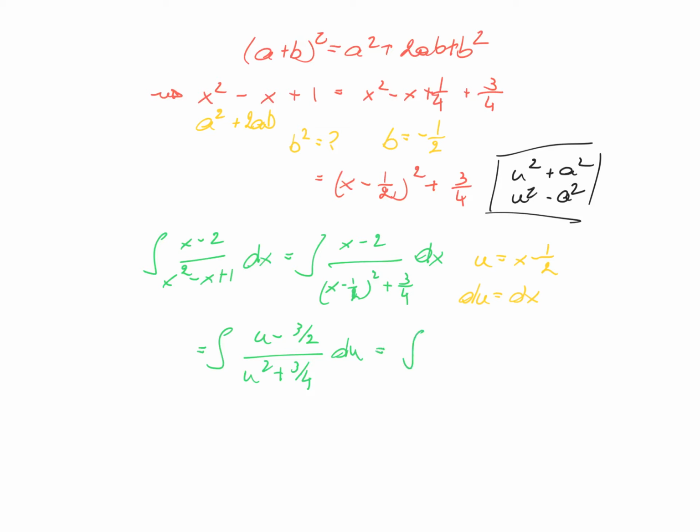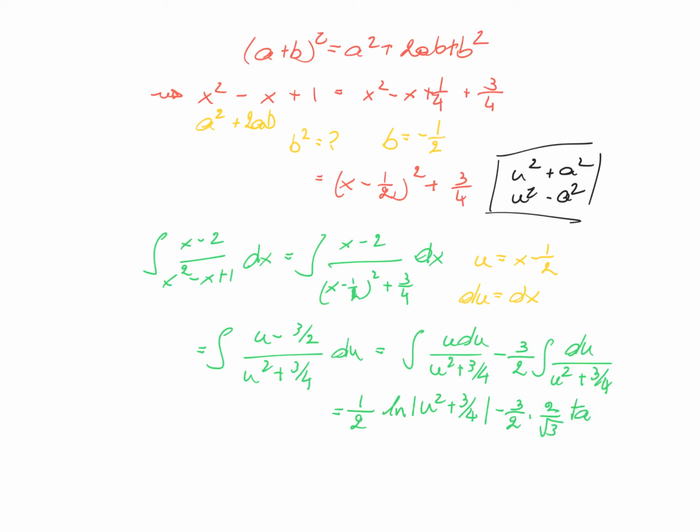We can then split it, so this is u du over u squared plus 3 over 4 minus 3 over 2 times the integral du over u squared plus 3 over 4. We have seen how to solve these kind of integrals. So this is 1/2 times a logarithm of u squared plus 3 over 4 minus 3 over 2 times 2 over root of 3 times the inverse tangent of u divided by root 3 over 2, plus a constant. We then have to transform everything back to x.